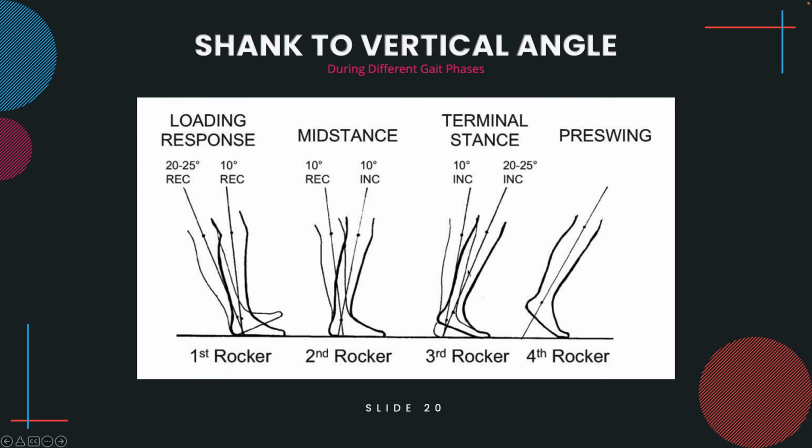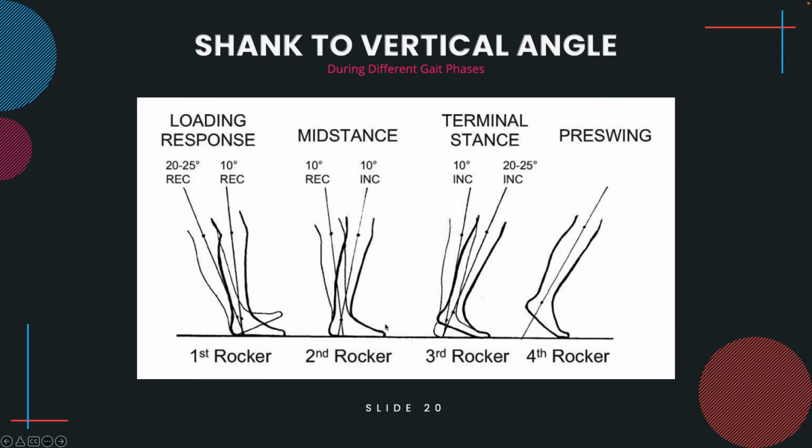Then we transition to our third rocker, our forefoot rocker, where our tibia continues to incline further, and finally into our toe rocker, where our tibia is maximally inclined. The other thing that I want to bring your attention to is over here in mid stance, because this is going to have important implications for orthotic and prosthetic management later on.